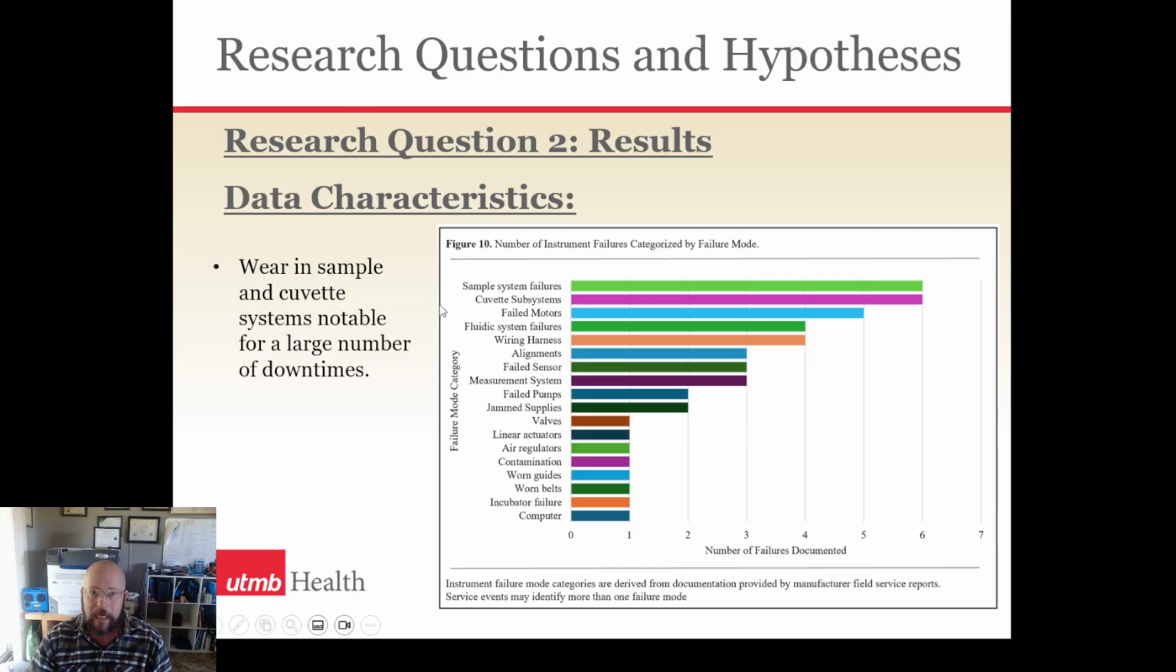So if you've got a cuvette subsystem failure that requires a replacement of the cuvette subsystem, that instrument might be down for a while, and there were 6 of those over the time of the study.